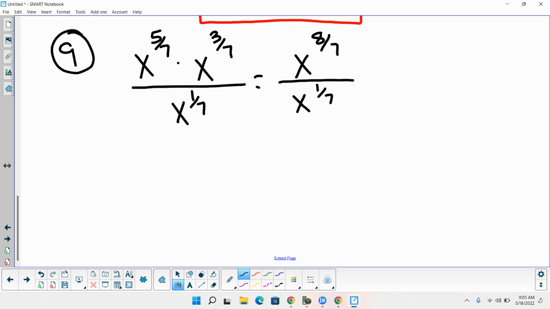And now when it's division, what do we do with the exponents? Subtract. Now what we've been doing is where the higher exponent is, that's where the variable stays, right? So is the higher exponent 8/7 or 1/7? 8/7. So the x will stay in the top, and then I subtract them. What's 8/7 minus 1/7? What's 7/7 equal? 1. So it's basically just x to the first, or just x. You don't have to put the 1 there. We good? Yeah. All right.